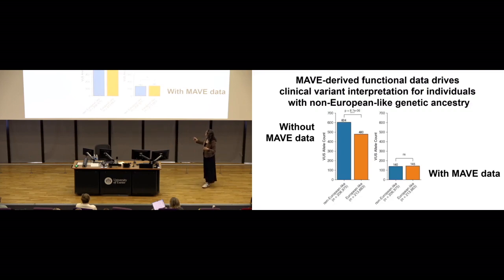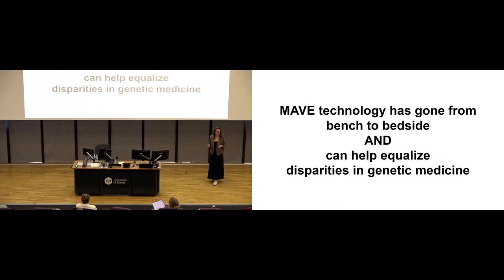When we added the MAVE data, first of all, you can see this huge reduction in the number of VUS, but this bias went away, which was really exciting to us, that this technology had gone from the bench, right, so messing around in the lab, to reinterpreted results, and it could help equalize a long-standing disparity in genetic medicine. So we're really excited about this.